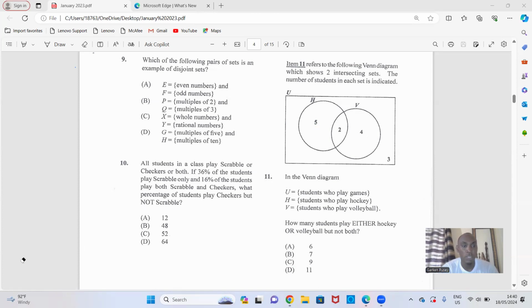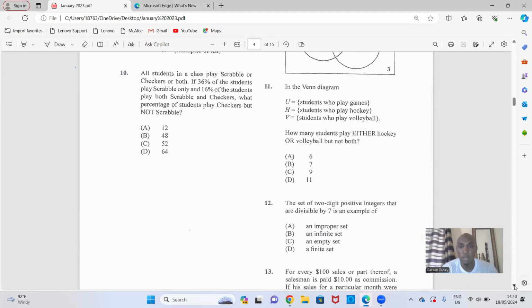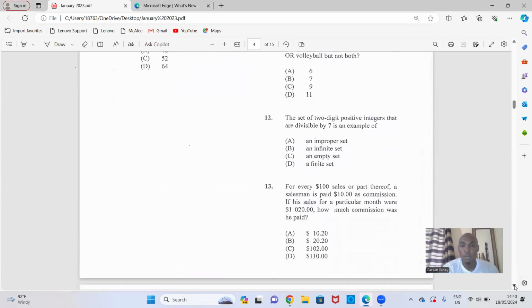And the next question is question number 12. Let's see what it is all about. Oh, so now we are moving from, well, it's still a set question. Maybe a simpler set question. Now it says, the set of two-digit positive integers that are divisible by 7 is an example of what?